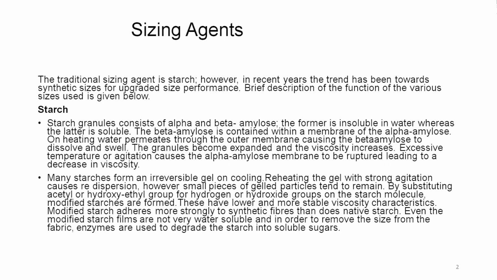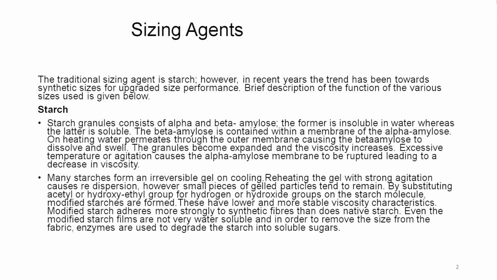Many starches form an irreversible gel on cooling. Reheating the gel with strong agitation causes redispersion. However, small pieces of gelled particles tend to remain. By substituting acetyl or hydroxyethyl group for hydrogen or hydroxide group on the starch molecule, modified starches are formed. These have lower and more stable viscosity characteristics. Modified starch adheres more strongly to synthetic fibers than does native starch.